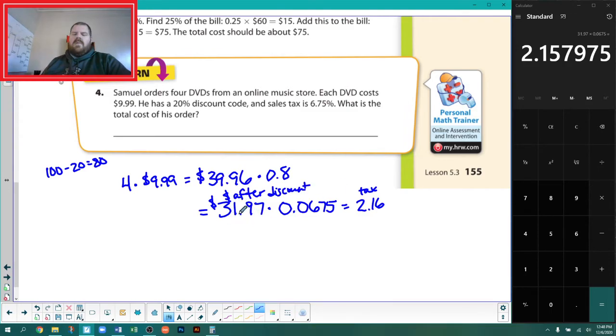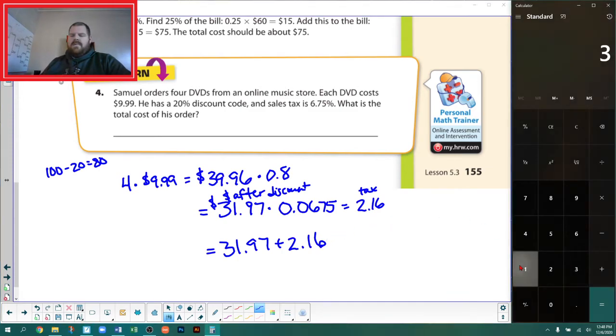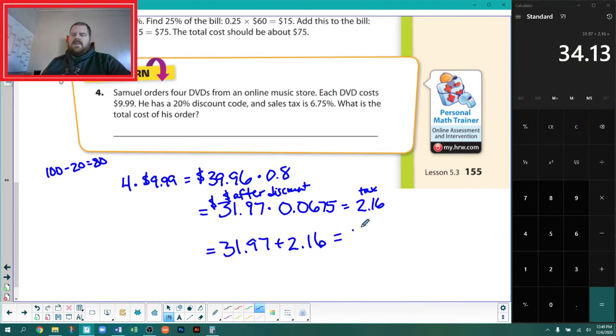And so our total payment is going to be the price after the discount plus the sales tax. So we have 31.97 plus the $2.16. And there we go. The total cost is going to be $34.13. And you can put that here.